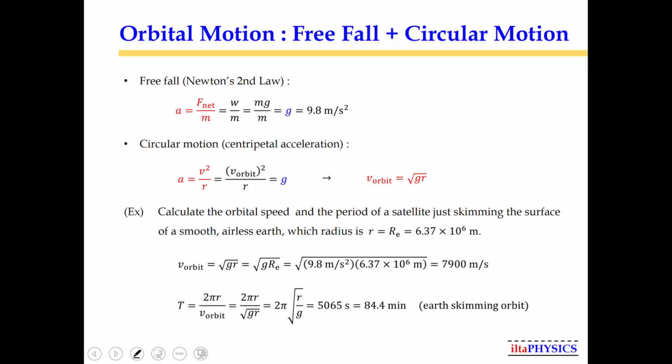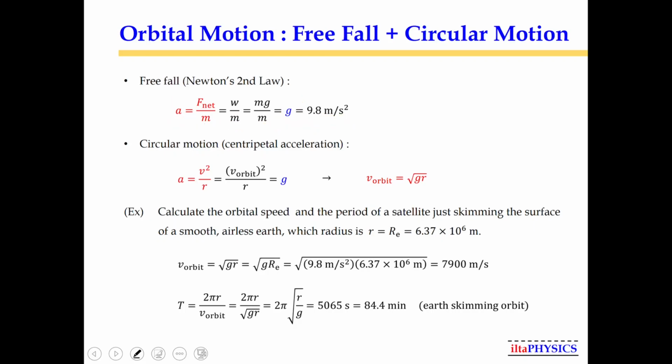First, let's look at it from the free fall perspective. According to Newton's second law, the acceleration of a moving object is the net force acting on it divided by its mass. In orbital motion, the net force acting on the object is only its weight, and since weight equals mass times gravitational acceleration, the final acceleration in orbital motion is simply the gravitational acceleration, or 9.8 meters per second squared.